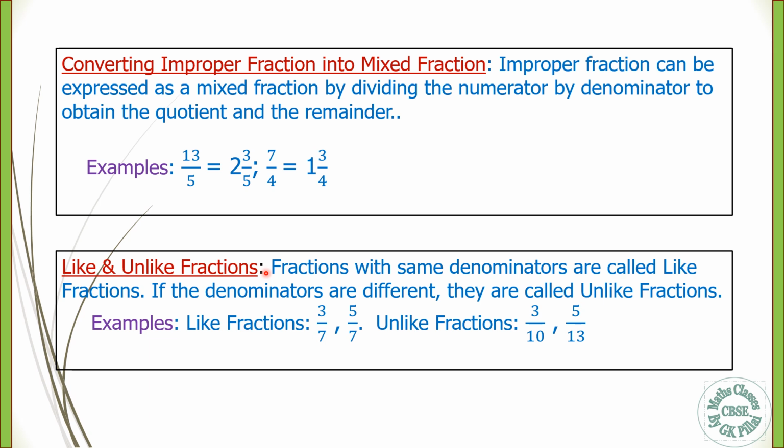The next one, like and unlike fractions. The fractions with the same denominators are called like fractions, and if the denominators are different, then they are called unlike fractions. These are examples of like fractions, 3 by 7, 5 by 7, etc. Unlike fractions, 3 by 10, 5 by 13, etc.